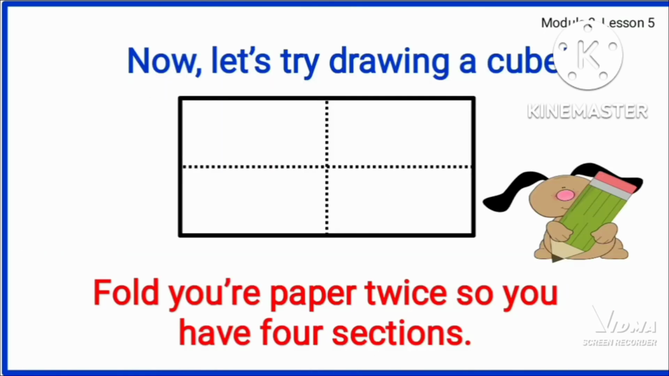Now, what attributes does a cube have? How many sides? How many angles? Count them.